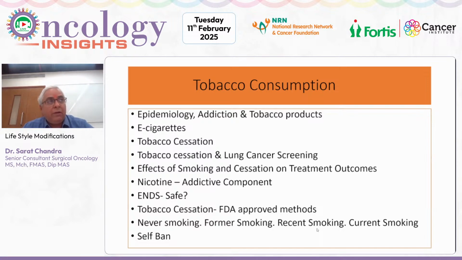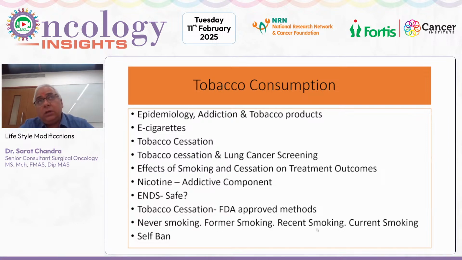So there are various terms with respect to tobacco smoking. Never smoking means the person has never consumed more than 100 cigarettes in his life and is not actively smoking. Former smoker means he has consumed more than 100 cigarettes in his life, but he quit smoking more than a year ago. Recent smoker means he has consumed more cigarettes, but he has quit only within the last 1 year. And current smoking, as we can understand, is actively smoking cigarettes.